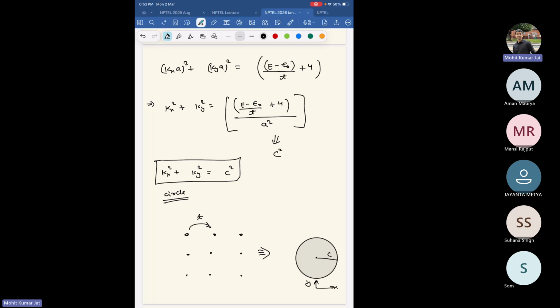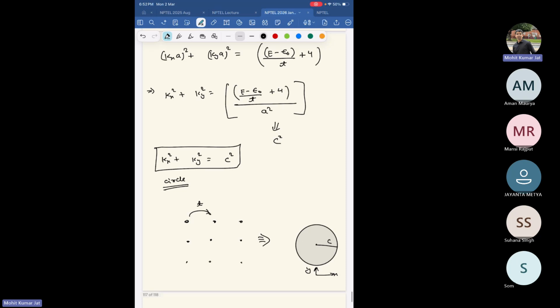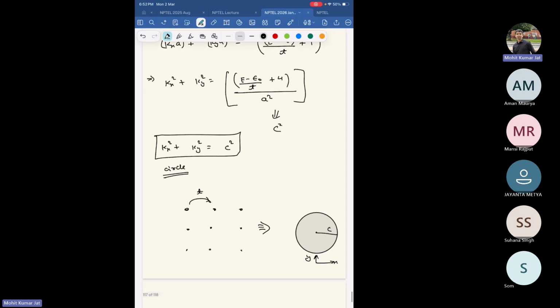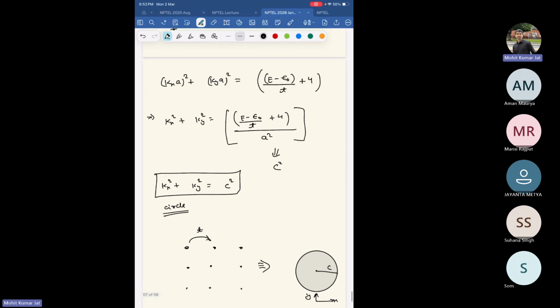The calculation part you can check. Sometimes I might miss some negative or positive signs, but the result remains the same: it's a circle. That's a standard result. Any question or doubt? If you have, you can ask in the comment section. If not, we'll move on to the next question.